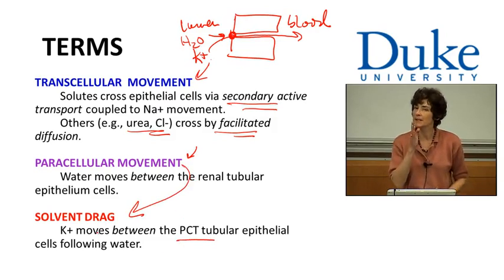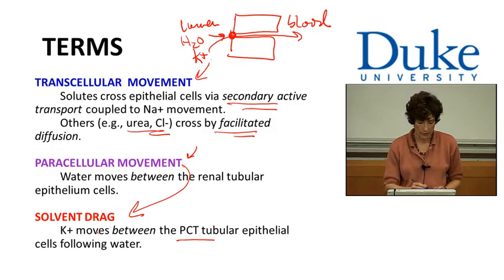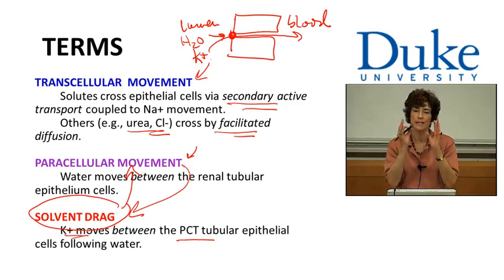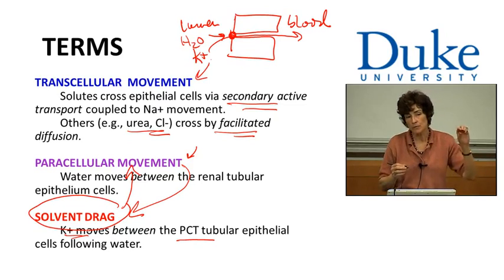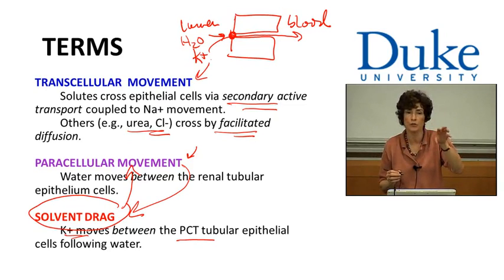But the potassium is an ion that is very important to the body, and it actually has its own special name, and we call that solvent drag. Solvent drag is the paracellular movement of potassium, the movement of potassium between the cells, and it's moving because as we move water across these cells, we concentrate the potassium within the renal tubule.